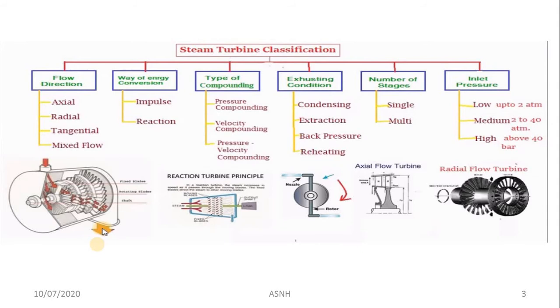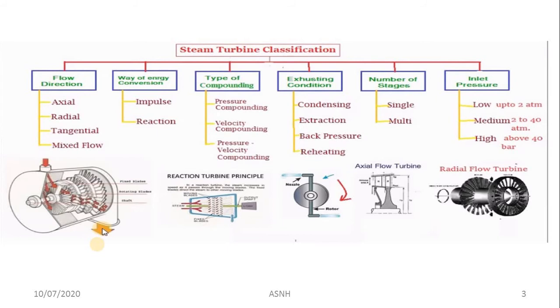The third important way of the classification of the steam turbine is types of compounding. So students, compounding is a method of reducing the shaft speed. So here there are three types. The first is pressure compounding, second one is velocity compounding, and third one is the combination of pressure and velocity compounding. The next type of the classification is according to the exhausting condition: the first is condensing type, extraction type, back pressure type, and fourth one is reheating type.